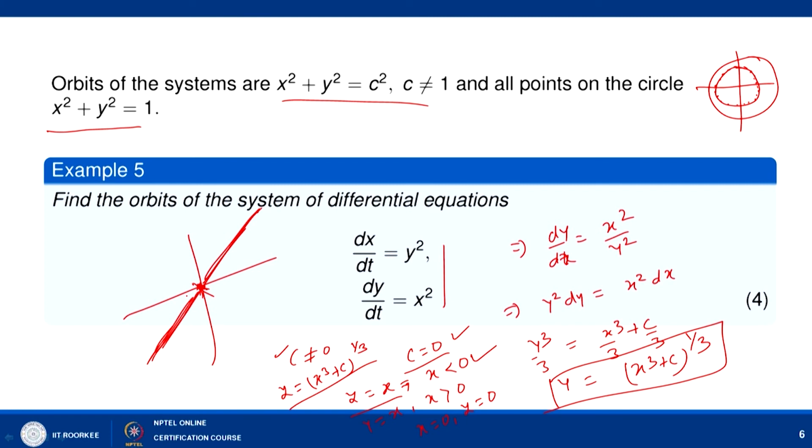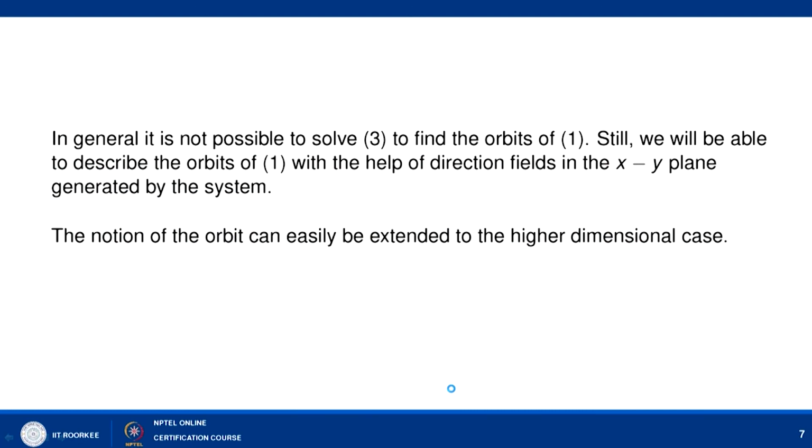So, the orbits in this case are the curves y equal to x cube plus c, c non-zero, and y equal to x when x is less than 0, y equal to x when x is greater than 0, and the origin itself, that is x equal to 0 and y equal to 0. So, by this we can find out all the orbits of the system of differential equations.